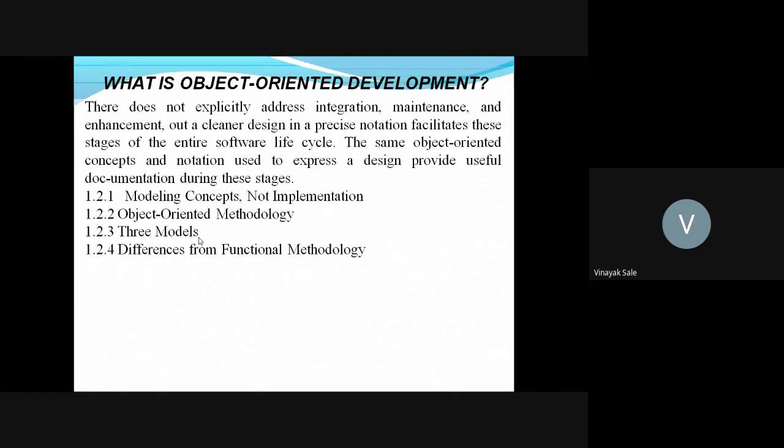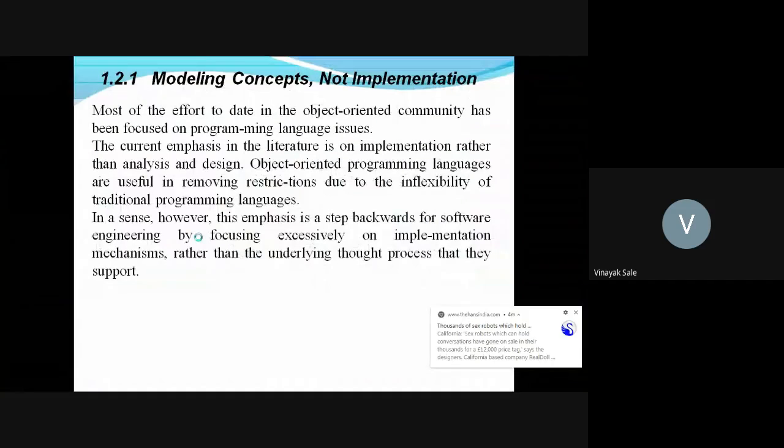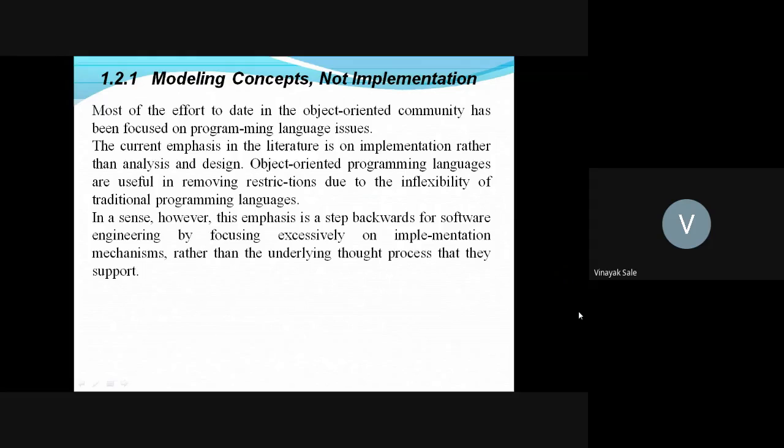First is modeling concepts and implementation. Most of the effort to date in the object-oriented community has been focused on programming issues. So the current emphasis in the literature is on implementation rather than analysis and design. Object-oriented programming languages are useful in removing restrictions due to the inflexibility of traditional programming languages.